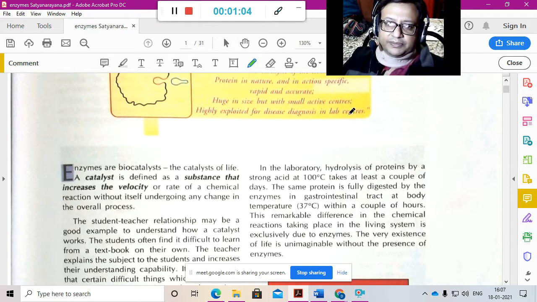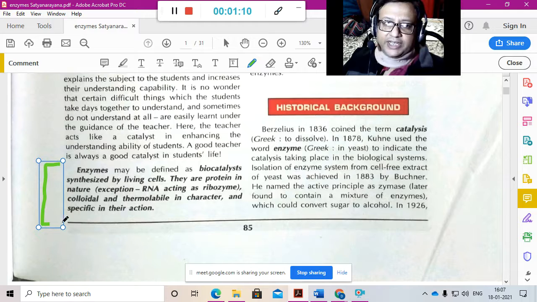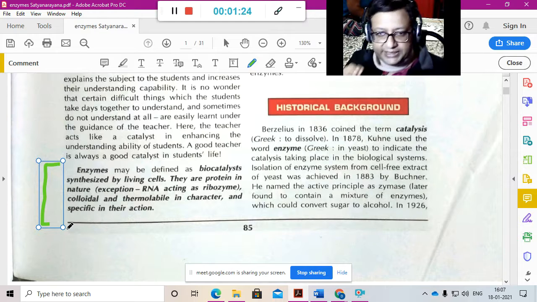So enzymes may be defined as biological catalysts. They are synthesized by living cells. They are mostly proteins, except RNA like ribozymes, and they are colloidal, thermolabile in character, and specific in their action.